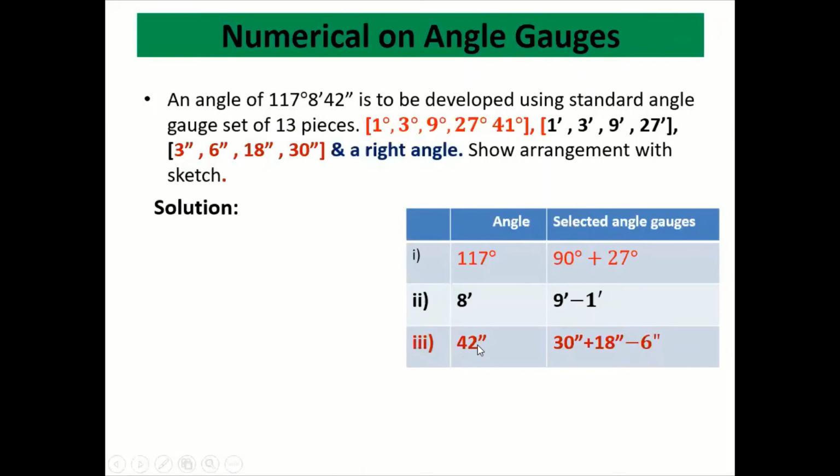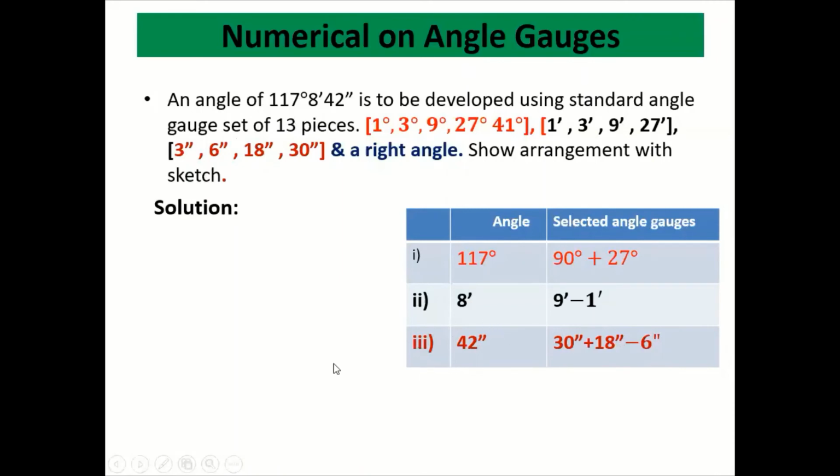Then we'll go for the 42 seconds. In the 42 seconds, again, it is not directly available. So what we have selected is 30 seconds here. Then we have selected the 18 seconds. So 30 plus 18 minus 6, okay, that will give you the 42.